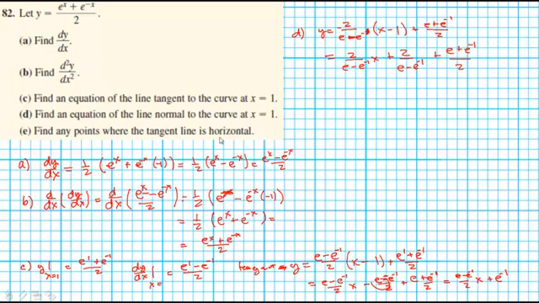Are there any points where the tangent line is horizontal? Well, then the question is, are there any points where the first derivative, (e^x - e^(-x))/2, is equal to 0? If we multiply both sides by 2, we get e^x minus e^(-x) equals 0. Or is there any place where e^x is equal to e^(-x)?